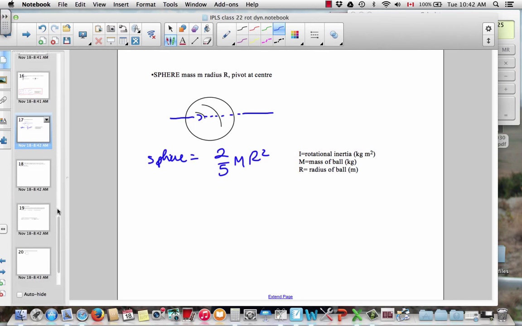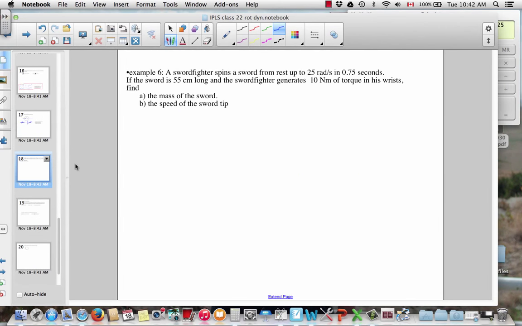Okay, so an example then. Once again, try this one. Pause the video, try it, and then play my solution to see how you did.